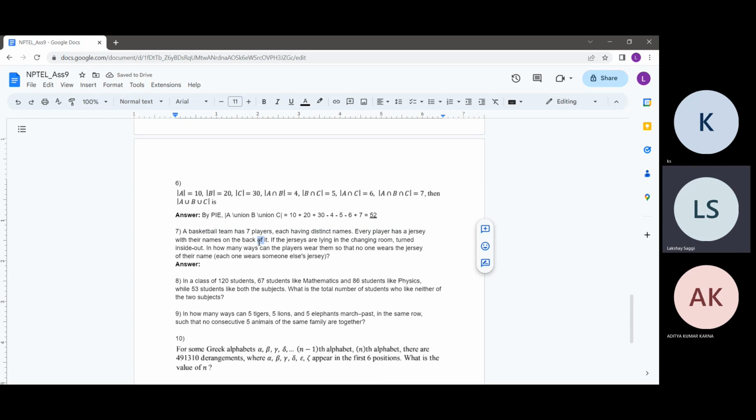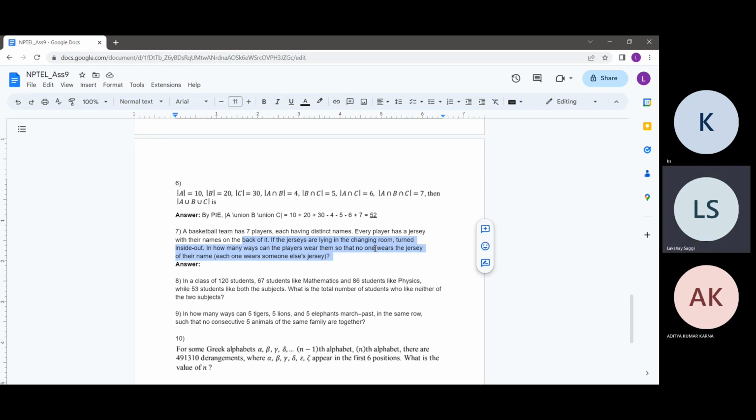Now, the seventh question is asking: a basketball team has 7 players, each having distinct names. Every player has a jersey with their name on the back of it. If the jerseys are lying in the changing room turned inside out, how many ways can the players wear them so that no one wears a jersey of their name? It's just a simple question. There are 7 players and there are 7 jerseys. Each player generally has one jersey associated with them. But in how many ways can the players wear the jerseys such that no player gets his or her own jersey?